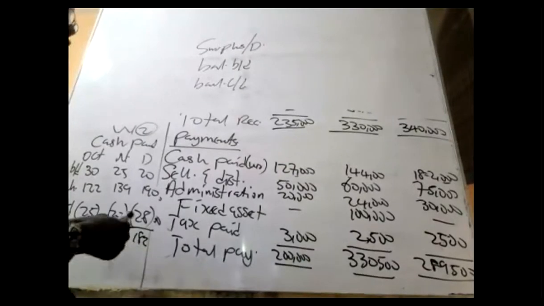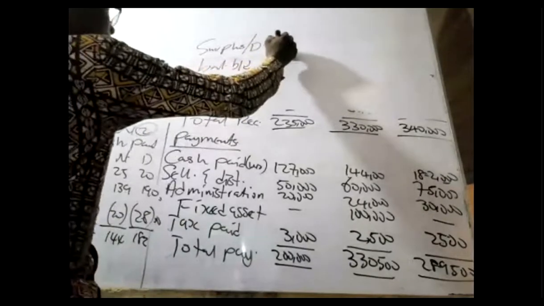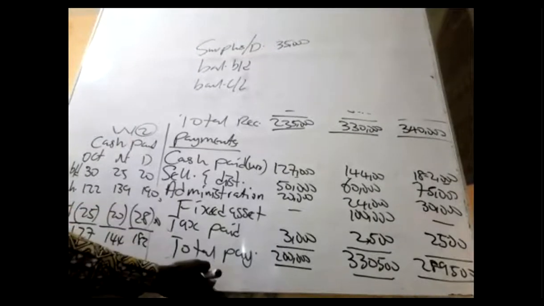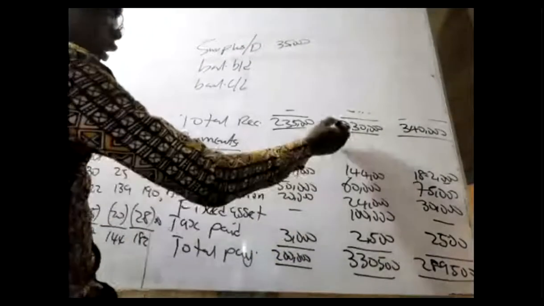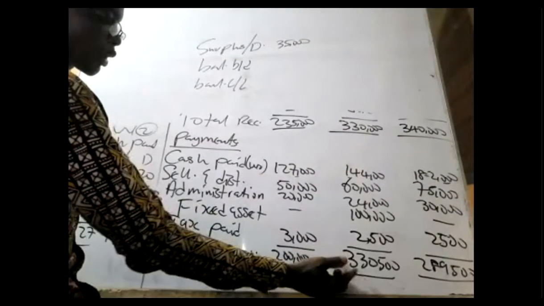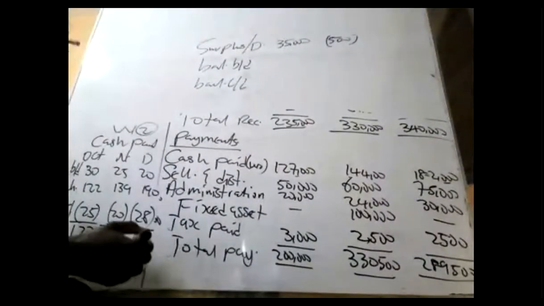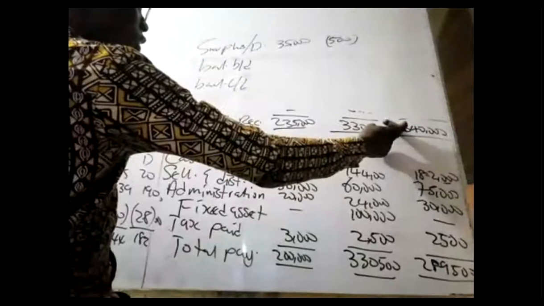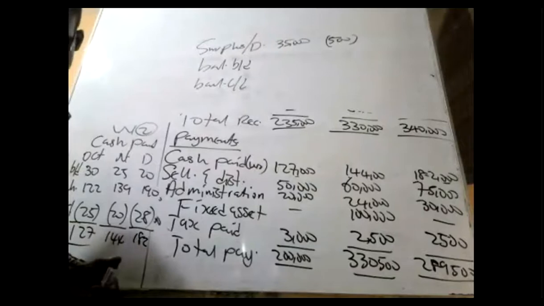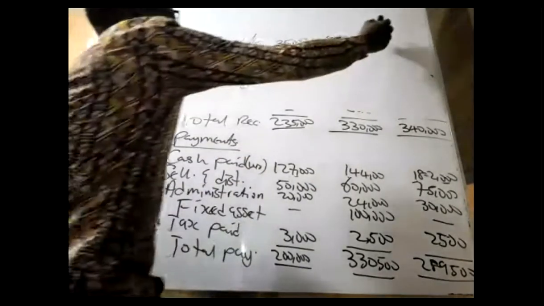So can you take the total receipts minus the total payments? That should give us a surplus of 35,000 for the first month. Agreed. Continuation. Receipt of 330,000 minus a payment of 330,500. That should give us a deficit of 500. Agreed. Finally, 340,000 of receipts less 289,500 of payment, and that gives 50,500. So I put it here.